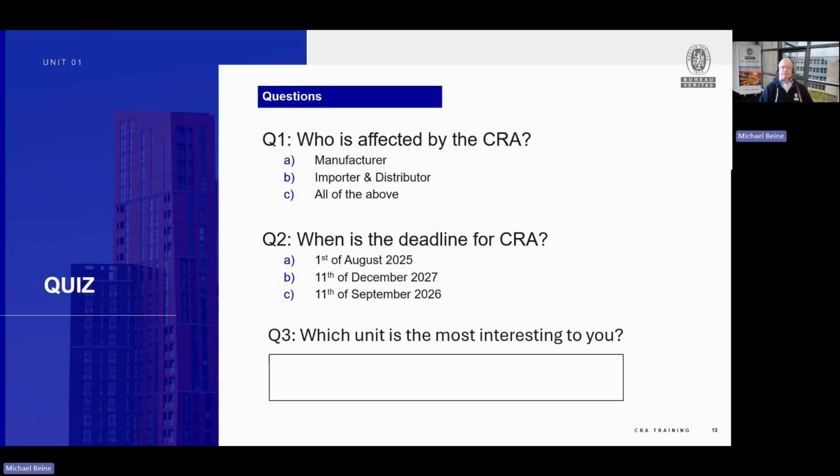Looking at the second question, when is the deadline for the CRA? Is it 1st of August 2025? Is it 11th of December 2027? Or is it 11th of September 2026?